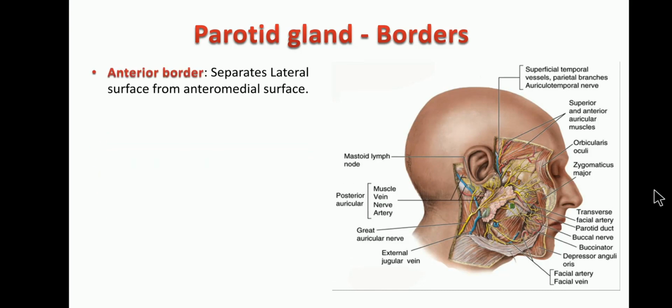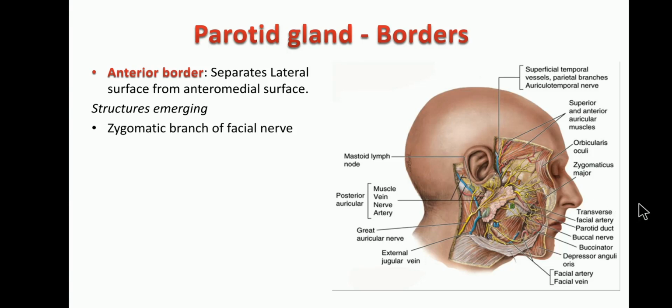So it separates the superficial or lateral surface from the anteromedial surface, and there are so many structures emerging from above downwards. Mainly the zygomatic branch of facial nerve emerges. Then you have the superficial temporal artery, the transverse facial artery, and the zygomatic branch of facial nerve.